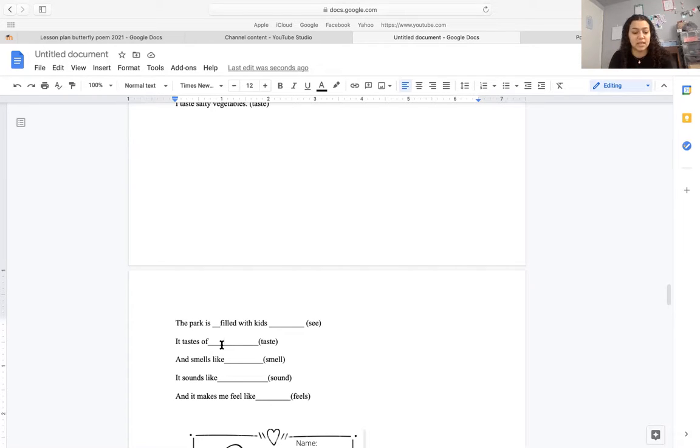So I'm going to put a taste of peanut butter and jelly sandwiches. All right, boys and girls, so now that we have that, the park is filled with kids. It tastes of peanut butter and jelly sandwiches.